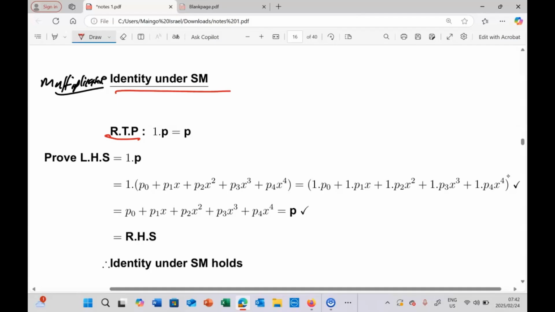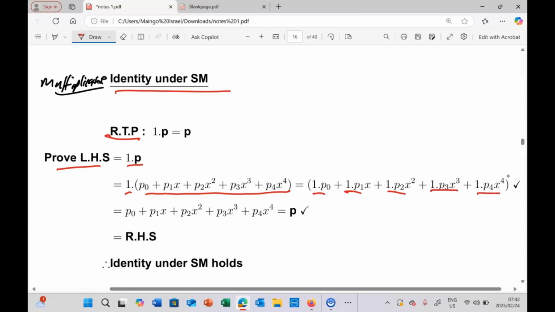So now we need to prove the left hand side, which is this guy. This is just 1 times p. You know that it is given by that expression based on the definition of polynomial. So then we multiply by 1 each coefficient of the polynomial expression. So this is 1 times p naught, 1 times p1, 1 times p2, 1 times p3x cubed, 1 times p4x to the power 4.